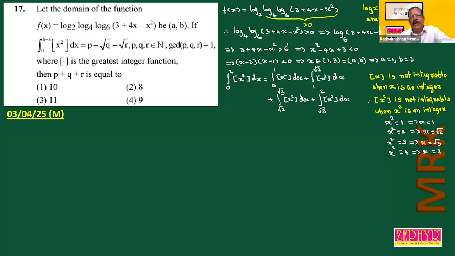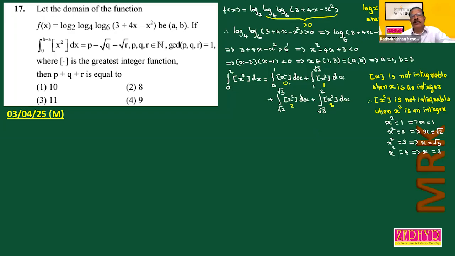Look at the first integral. When x varies between 0 and 1, x squared also varies between 0 and 1. When x squared varies from 0 to 1, its integer part is 0, right? Okay. x in between 1 and √2: x squared in between 1 squared and √2 squared, x squared is in between 1 and 2. Integer part is 1. Now, x in between √2 and √3: x squared in between 2 and 3. So integer part is 2. Now, x lies in between √3 and 2: x squared lies in between 3 and 4. So integer part is 3.